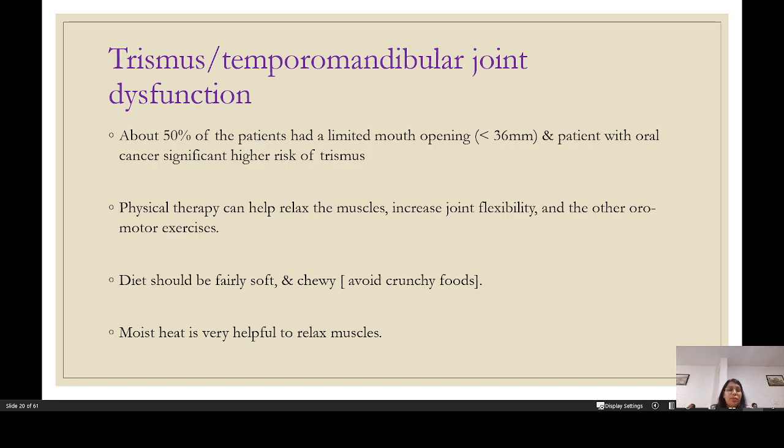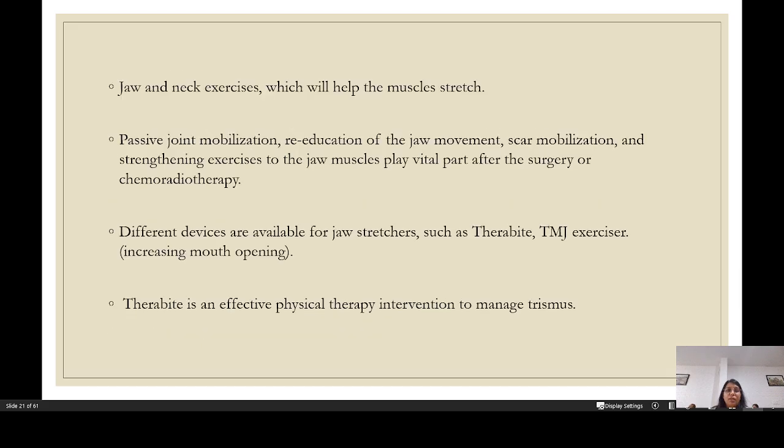Trismus, or temporomandibular joint dysfunction. About 50% of patients had limited mouth opening, less than 36 millimeters, and patients with oral cancer have a significantly higher risk of trismus. Physical therapy can help relax the muscle, increase joint flexibility, and include other oromotor exercise. Diet should be fairly soft and chilled. Moist heat is very helpful to relax the muscle.